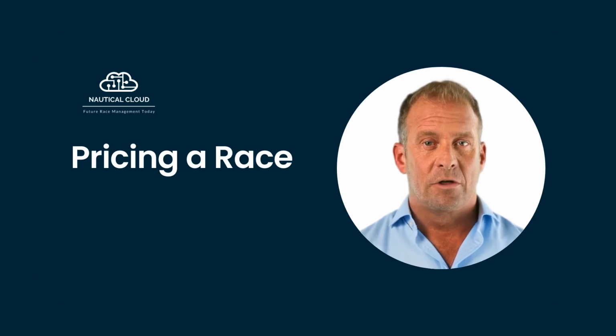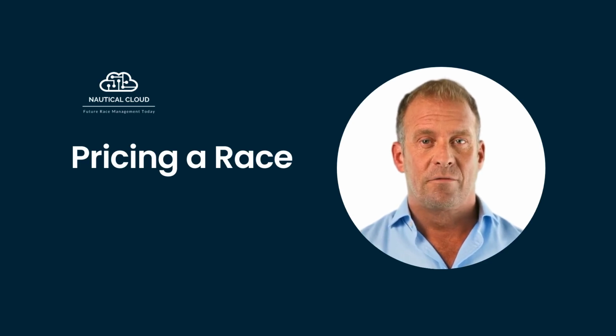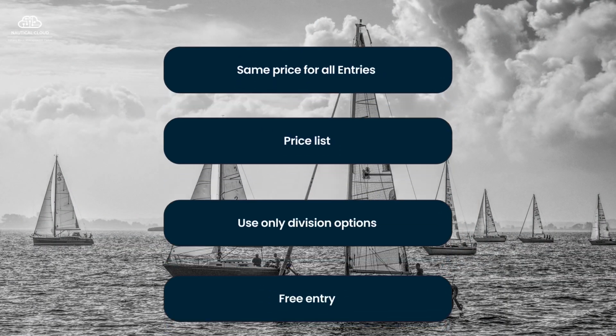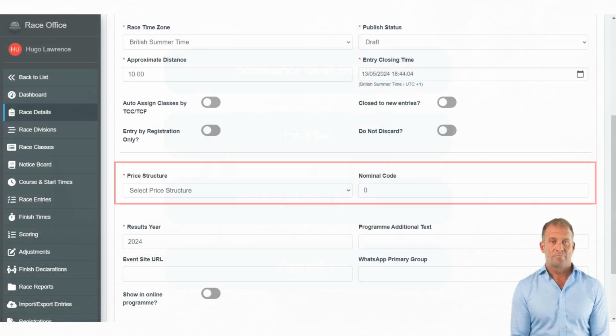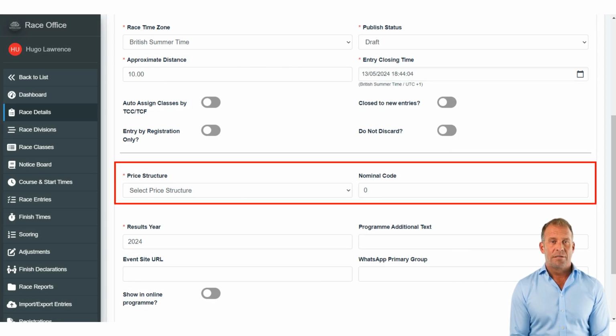In this video, we'll look at different ways that you can set up pricing for races or regattas. First, we will look at the different pricing structures that Nautical Cloud offers. Price details are listed on the Details tab in Race Details.